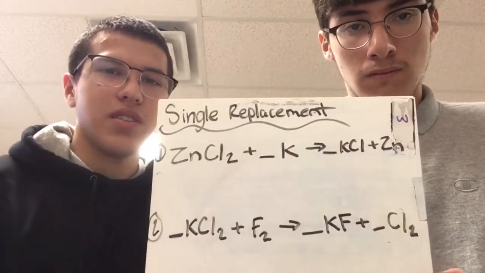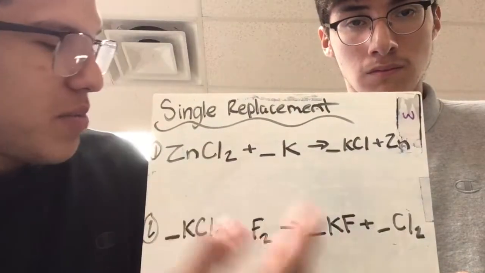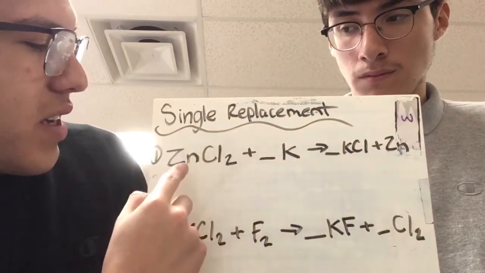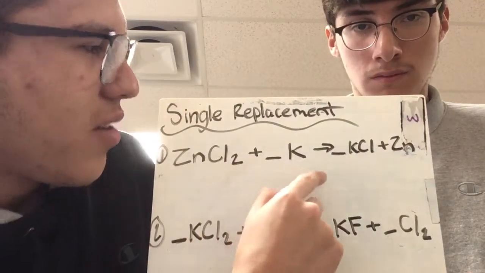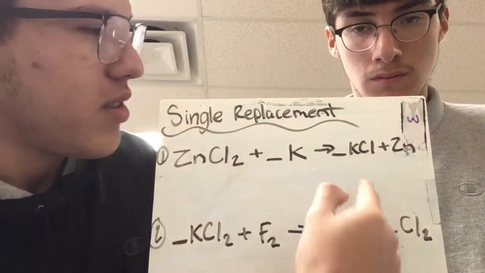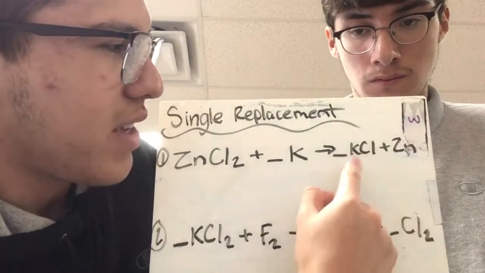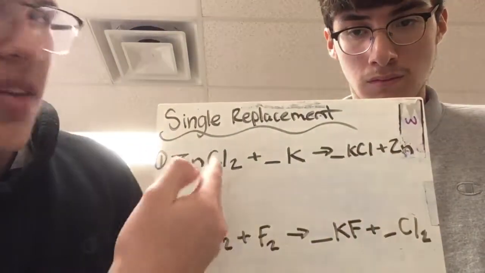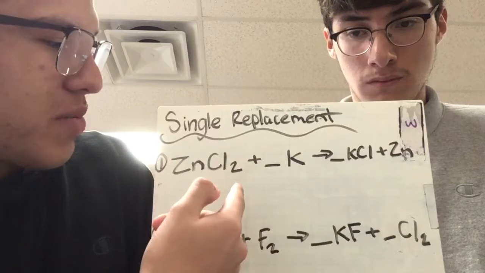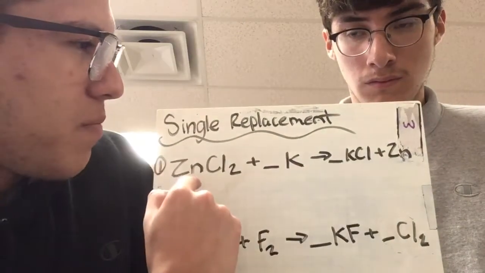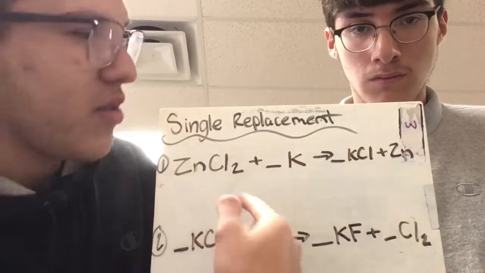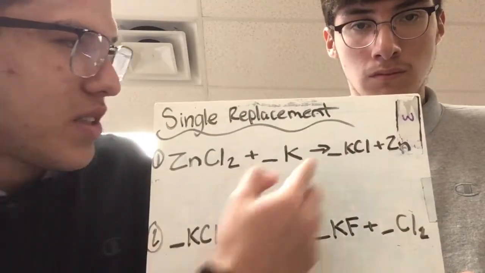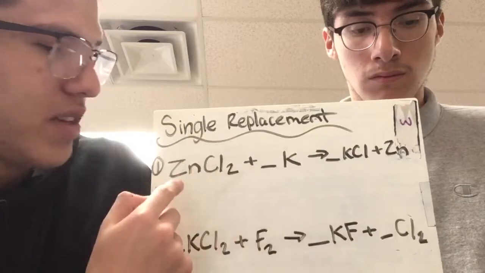So the reason this is a single replacement equation is because it is ZnCl2 plus K, which are the reactants, and the products, which is KCl plus Zn. And the reason why I said this is a single replacement is because in this one, zinc is being replaced by K, or K is replacing zinc. And that's because K is more reactive than zinc.